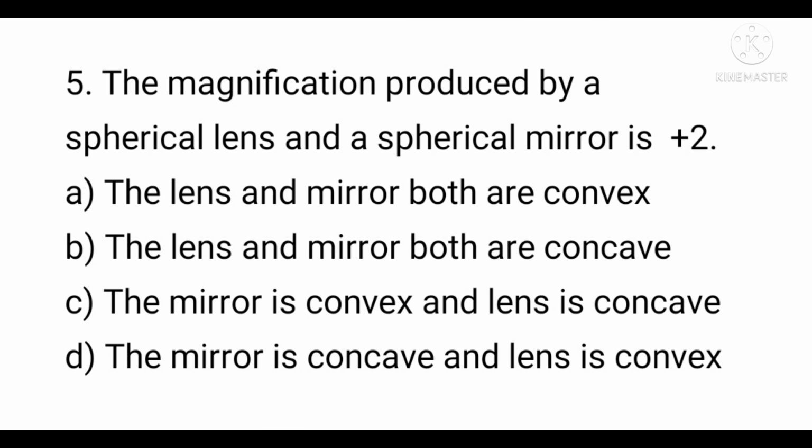Question number 5. The magnification produced by a spherical lens and a spherical mirror is plus 2. Option A, the lens and the mirror both are convex. Option B, the lens and the mirror both are concave. Option C, the mirror is convex and the lens is concave. Option D, the mirror is concave and the lens is convex. Here the correct answer is option D, the mirror is concave and the lens is convex.